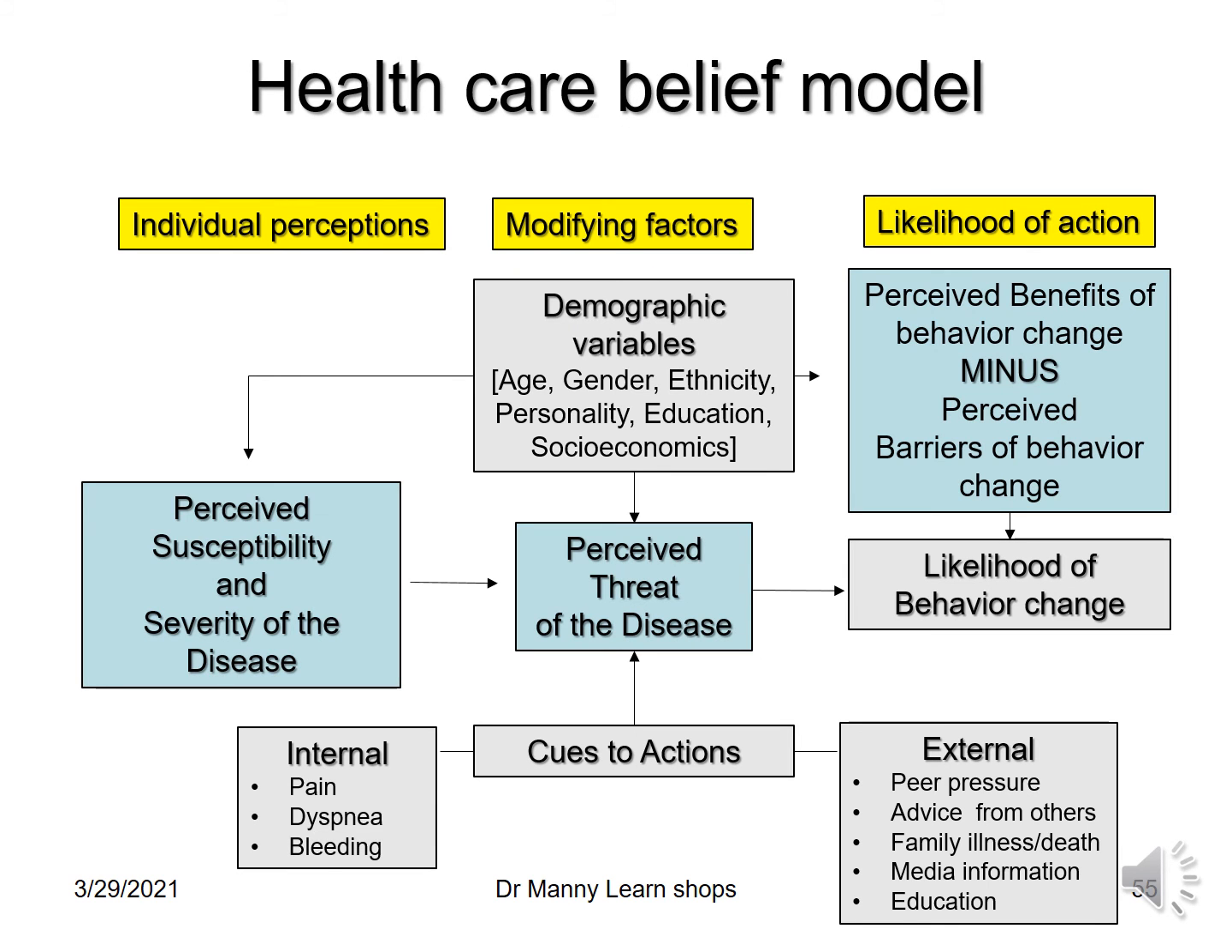The health belief model focuses on three major factors: the individual's perceptions, the modifying factors, and the likelihood of action. So the way it works basically is, it depends on your age, your gender, your ethnicity, your personality, how much education that you've had, and how financial you are. These all impact on the perceived threat of the disease or your illness caused by the disease.